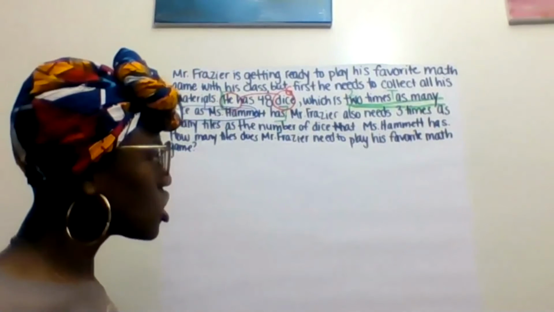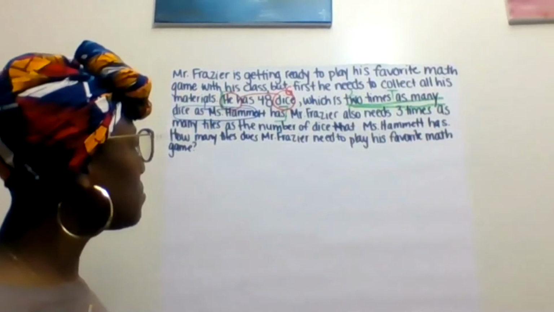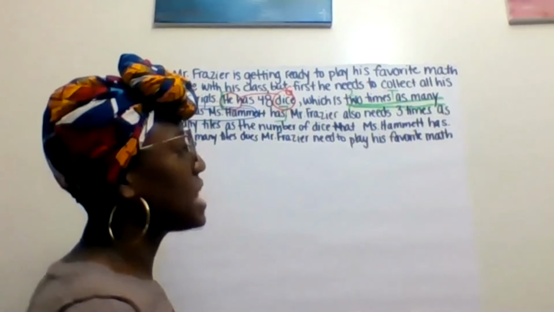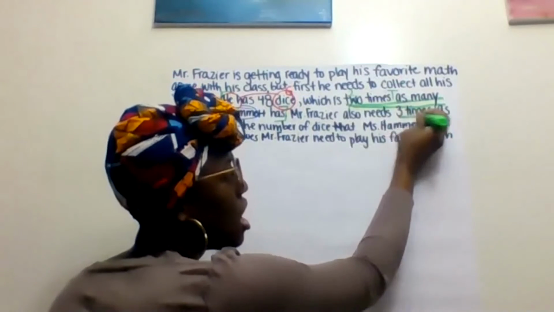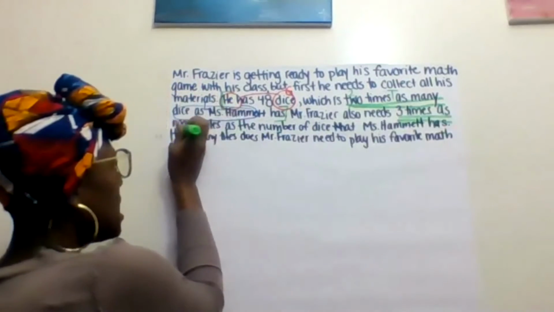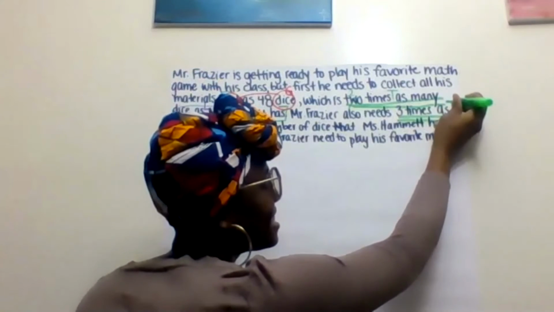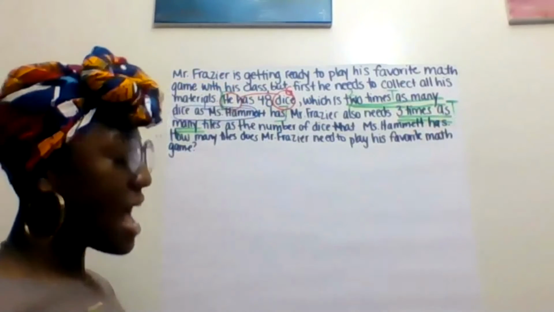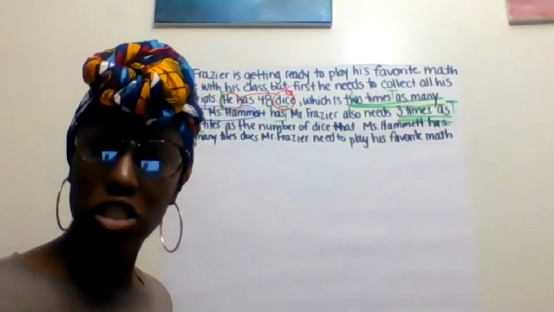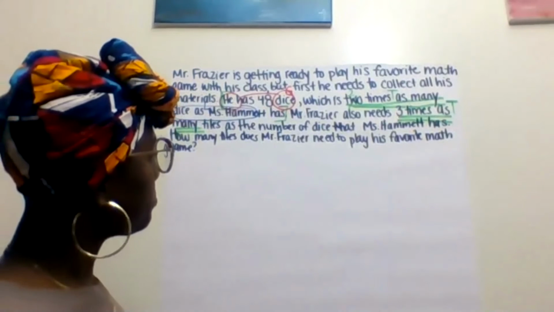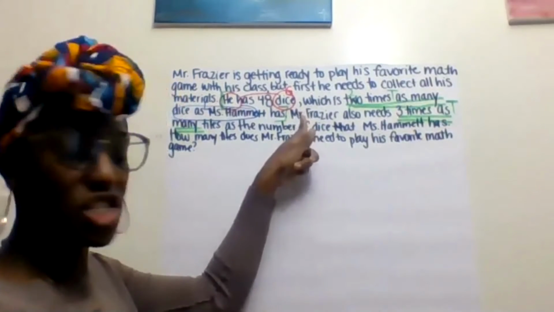Reread. Mr. Frazier also needs 3 times as many tiles as the number of dice that Miss Hammett has. I'm going to underline times as many, and that's our what? T, yes. Now let's find our subjects. What's the first subject in this times as many statement? Mr. Frazier?